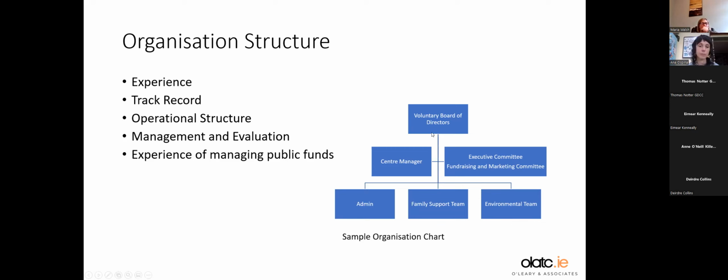I would always show a sample organizational chart. So this would be like, say, a community center: a voluntary board of directors, a central manager, an executive committee, possibly a fundraising and marketing committee, possibly admin support, a family support team, an environmental team. So whatever structure you might have.